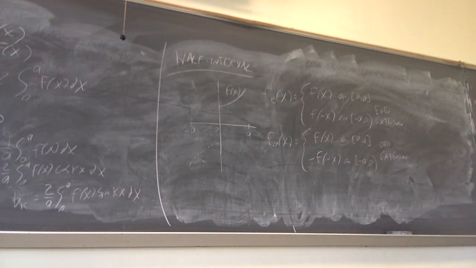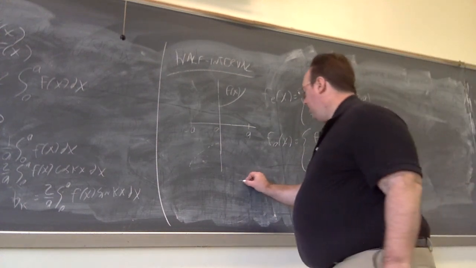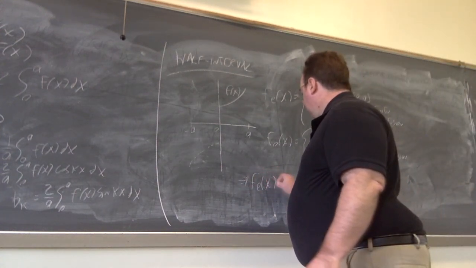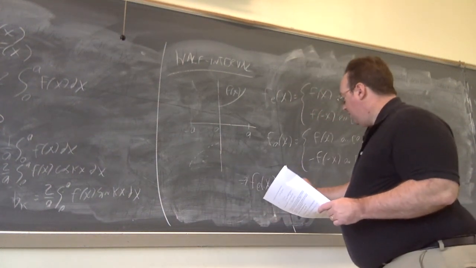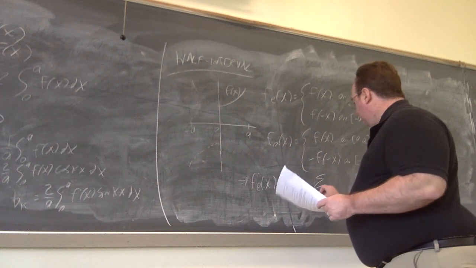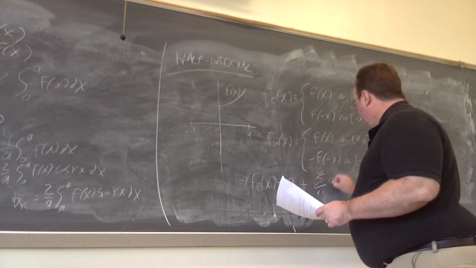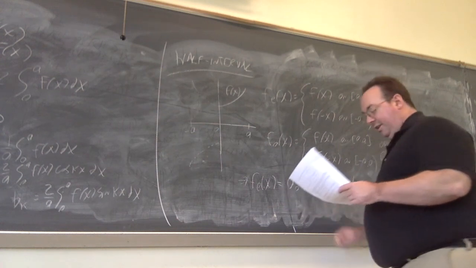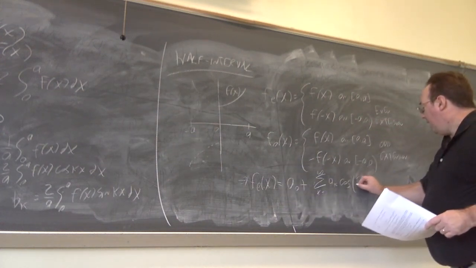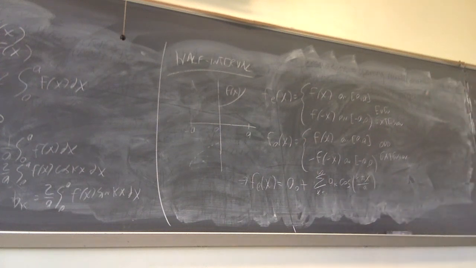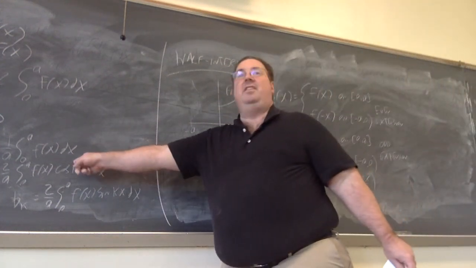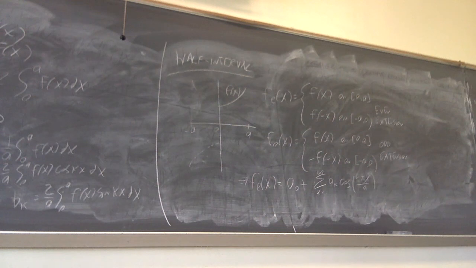If I use the even extension, I will get a cosine series. So f_e would just be a0 plus a sum of a_k cosine of k pi x over a. And actually the formulas that I gave, they're exactly this. So I'm not going to repeat them.